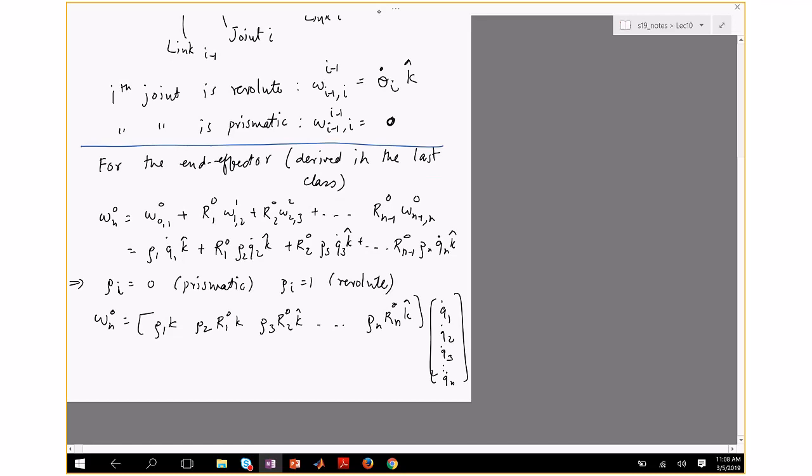So if you look at the formula carefully, this is J_omega. In fact, I wrote omega_n^0 equals J_omega times q dot. So what we've done effectively is we found a formula for J_omega. It's very simple. You only need R_1^0, R_2^0, and so on to find that formula for J_omega. You don't need to take any derivatives like I wrote down earlier. I'm going to next derive a formula for J_v, and we'll be done. And then I'll show the application next time.